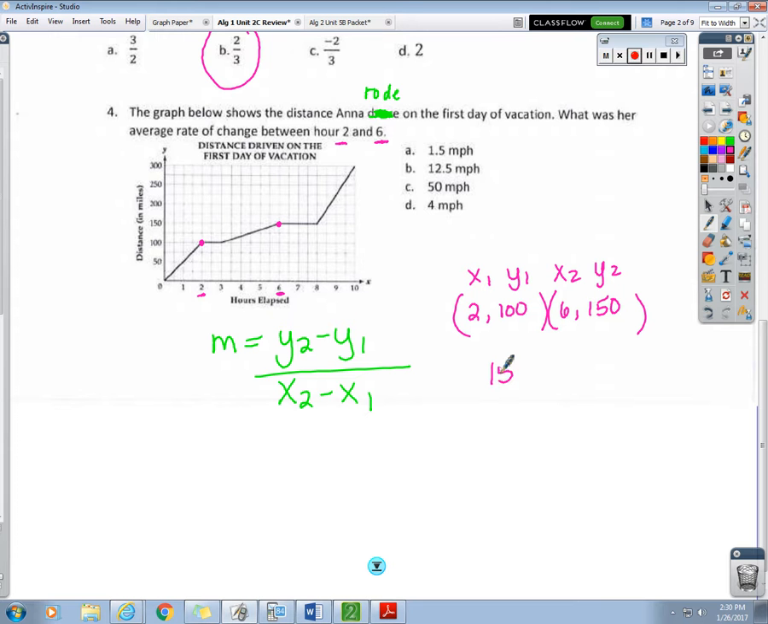y2 is 150 minus y1 is 100 over x2 is 6 minus x1 is 2. 150 minus 100 is 50, and 6 minus 2 is 4. But do you see an answer in the choices that says 50 over 4? So maybe in your calculator you should do 50 divided by 4 and see what it is. 12.5. You can't just reduce the fraction to 25 over 2 because the answers aren't in fraction form. You need to actually divide it out and get the decimal value of it.